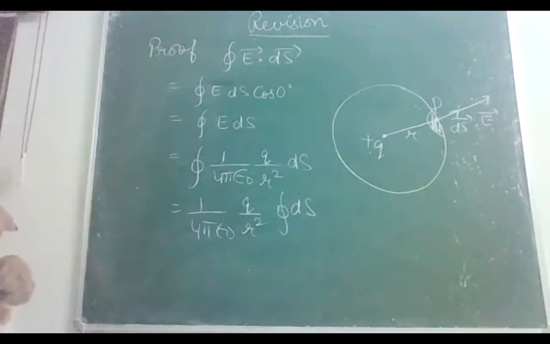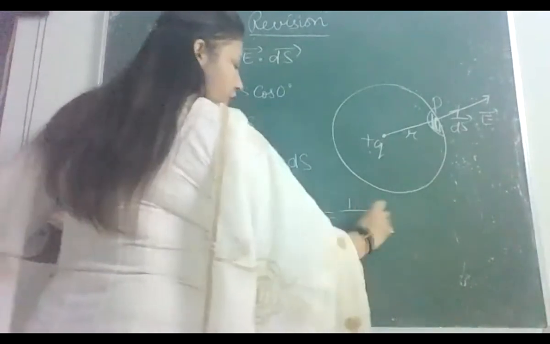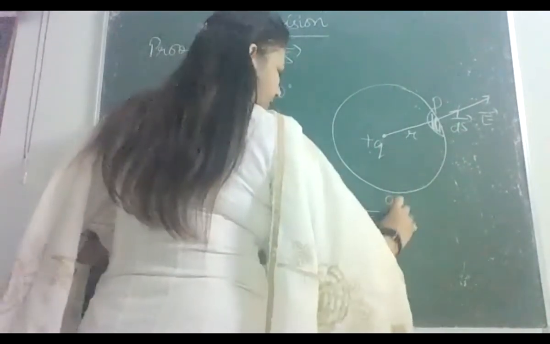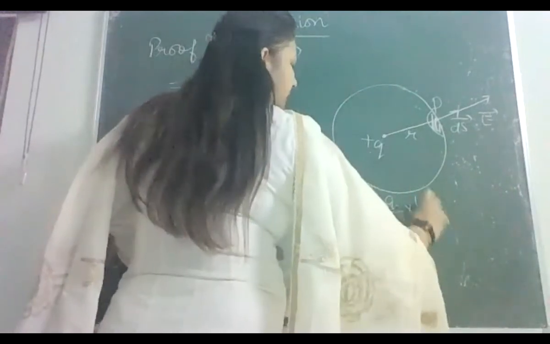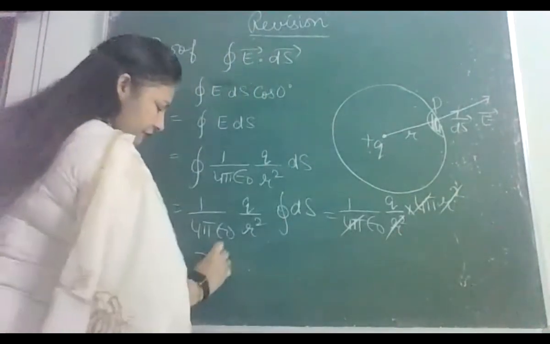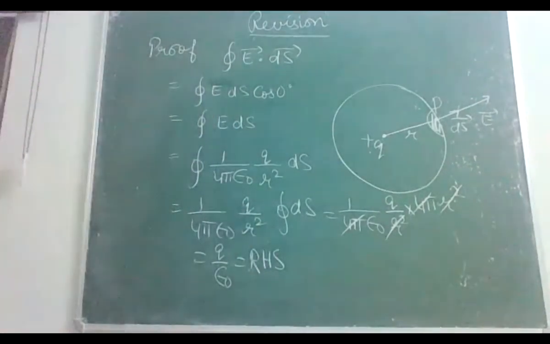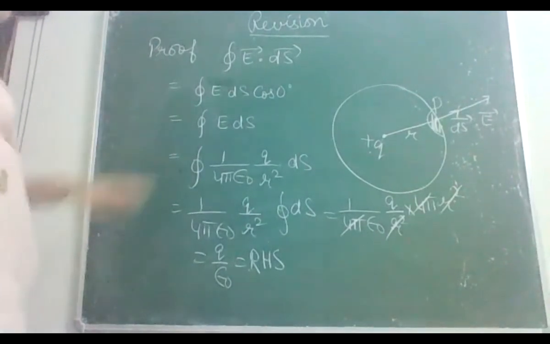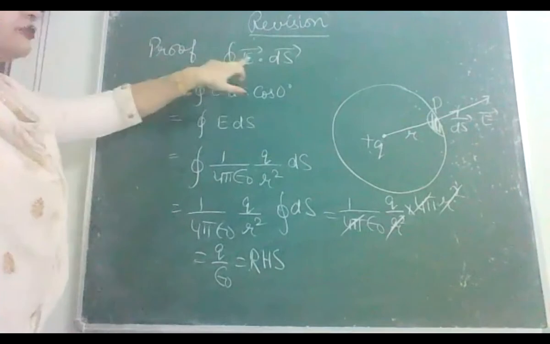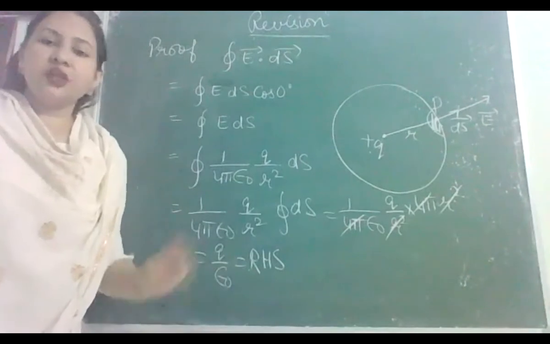Integral ds means the whole area of the Gaussian surface. What is the area of this Gaussian sphere? That is 4 pi r square. 4 pi gets cancelled, r square gets cancelled, and we get q by epsilon naught, which is the right hand side. So left hand side is equal to the right hand side. This is the proof of Gauss's theorem. So you can also state it this way: the surface integral of electric field over a closed surface is 1 over epsilon naught times the total charge enclosed.